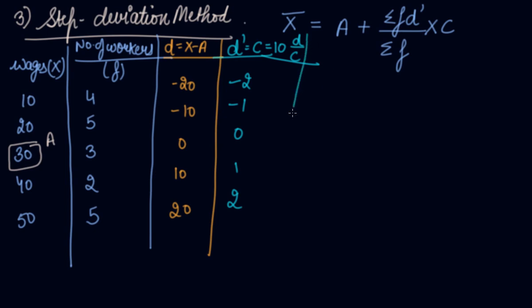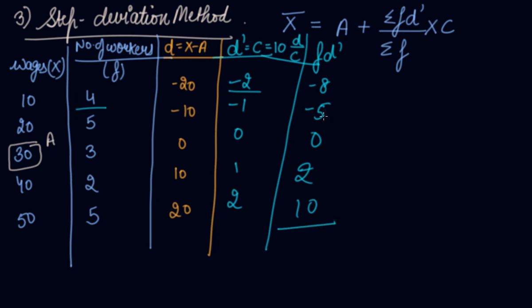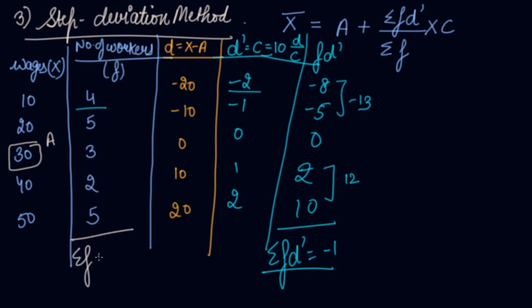Now you will find f d dash. Multiply the d dash with the frequency. You will get -8, -5, 0, 2, 10. So -8 minus 5 is -13, and 2 and 10 is 12. So summation f d dash you will get is -1. Summation f you will get is 19, same as before.